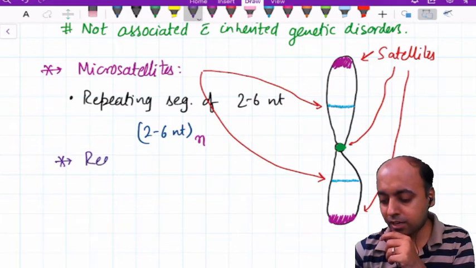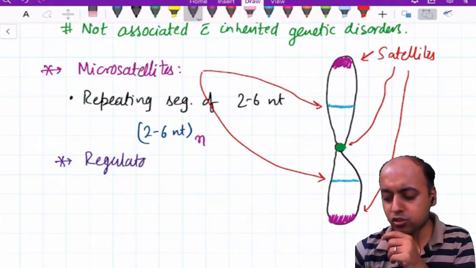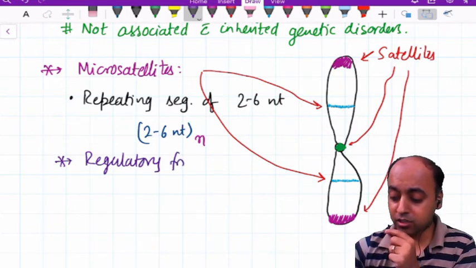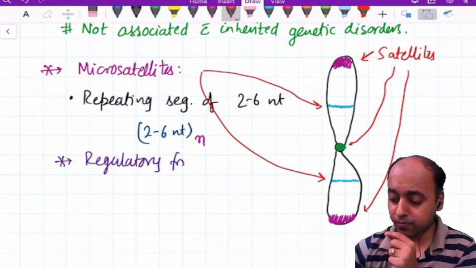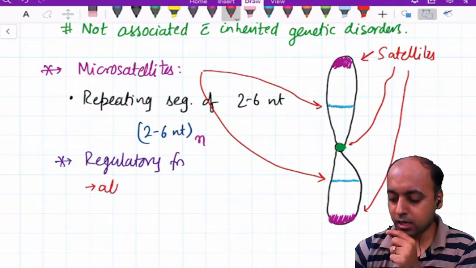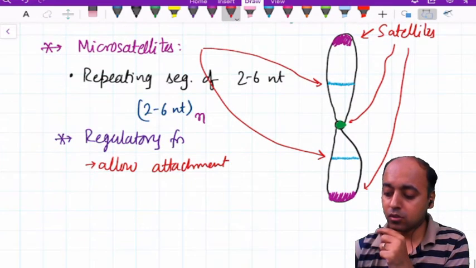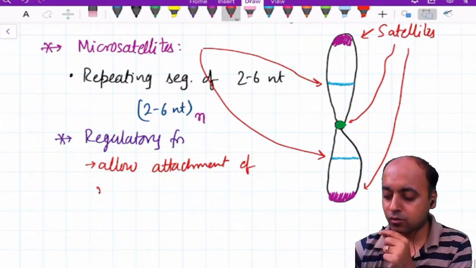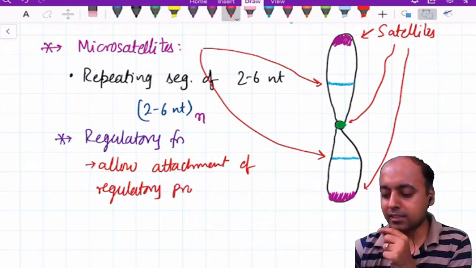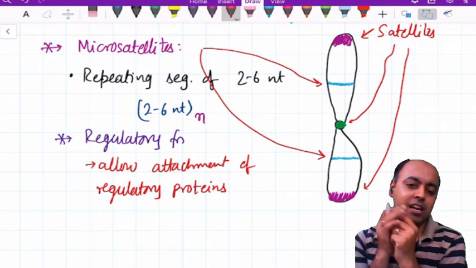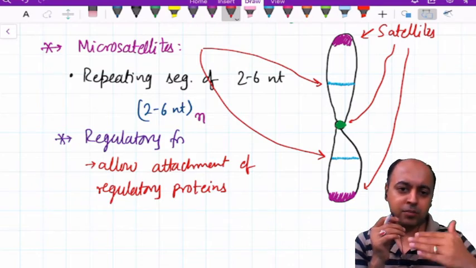Now, the microsatellites are very, very important. They have a regulatory function. Remember, they are constitutive heterochromatin, so they do not have genes, but they have regulatory function because they allow attachment of regulatory proteins which can exert an effect both downstream and upstream.